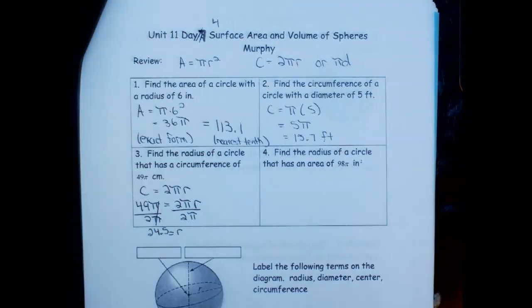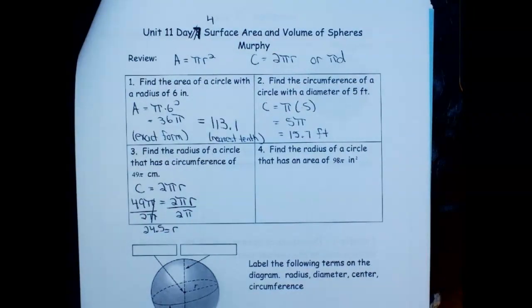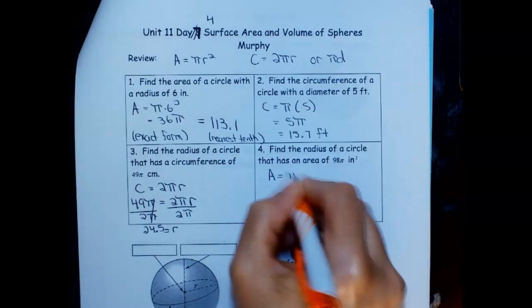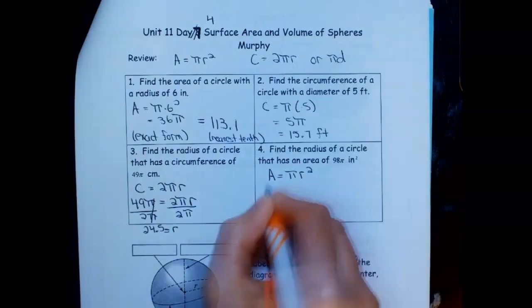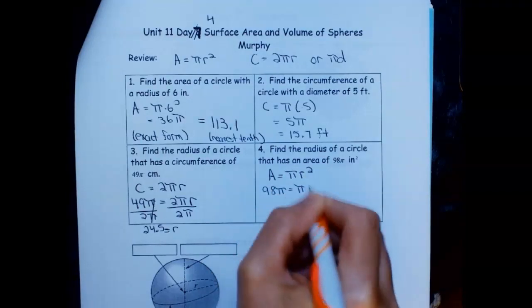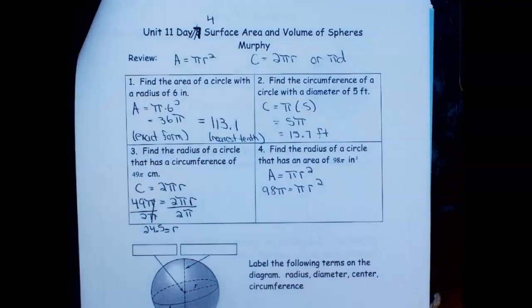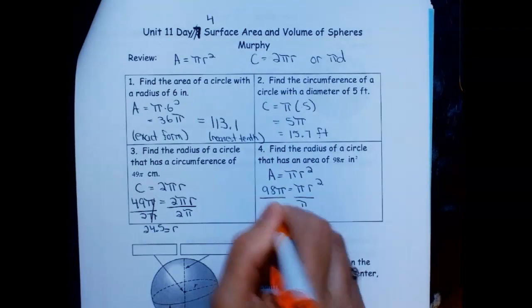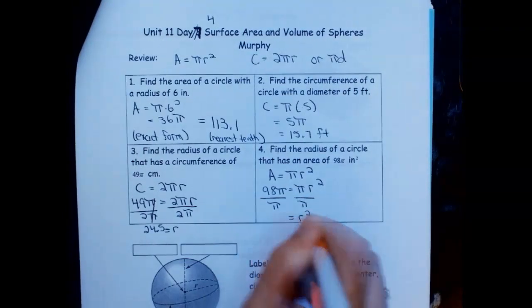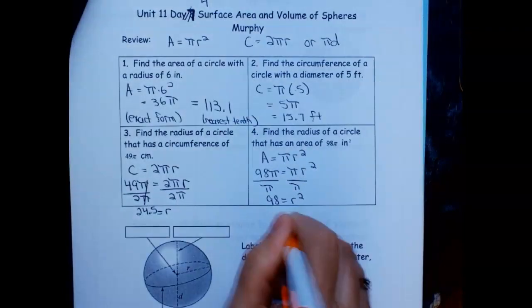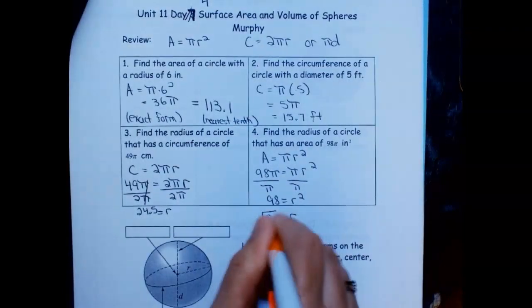Let's look at the second one. They want us to find a radius, and we have an area of 98 pi. Again, let's put down our formula. Area equals pi r squared. We've got 98 pi equals pi r squared. So how do we get r squared by itself? We're going to divide by pi. We get r squared is equal to 98, which means r is equal to radical 98.